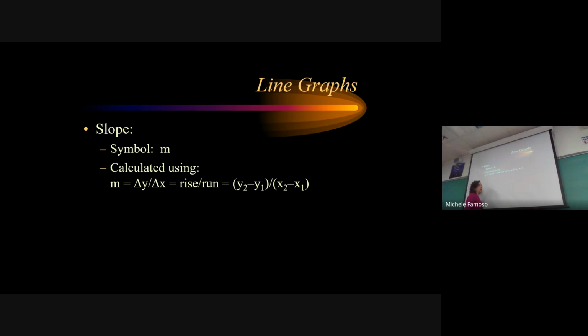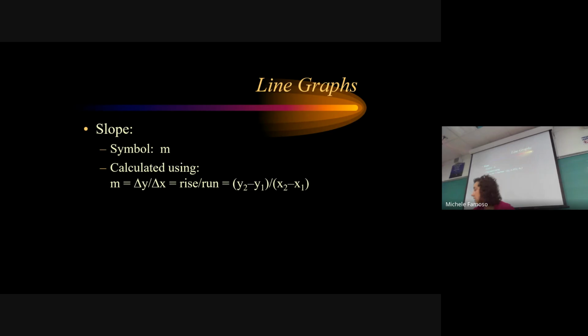Or another way to say that is rise over run, or we can write it like this, where y2 stands for the y coordinate of a second point on the line. y1 is the y coordinate of the first point on our line. x2 is the x coordinate of the second point on the line. And x1 is the x coordinate of the first point on our line.